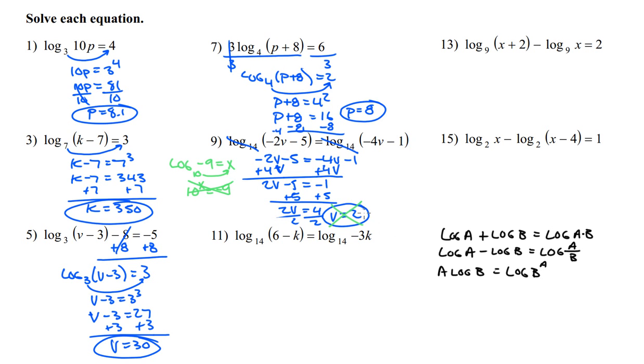So this v equals 2 does not actually work. So this would be no solution. Okay? All right, 11.